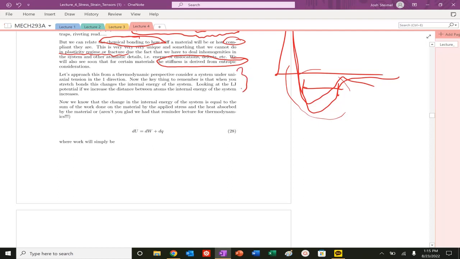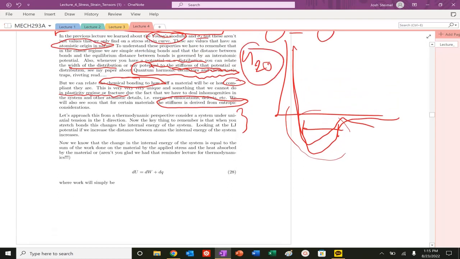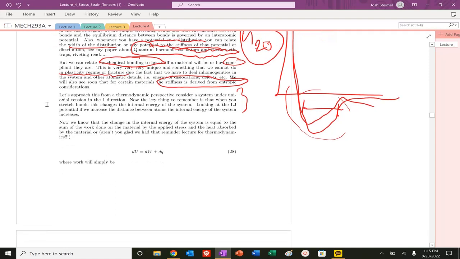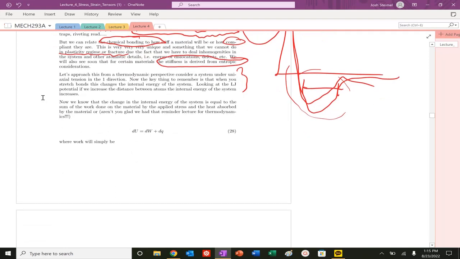Let's go back, and we kind of already mentioned this internal energy U. So let's approach it from a thermodynamic perspective and look at a system under uniaxial tension in the one direction. So we're stretching the bonds, and that is going to change the internal energy of our system. Going back to our brief overview of thermodynamics, isn't it so good that we did that? We're going to change the internal energy of our system U, and that is going to be made up of a work term and a heat term.